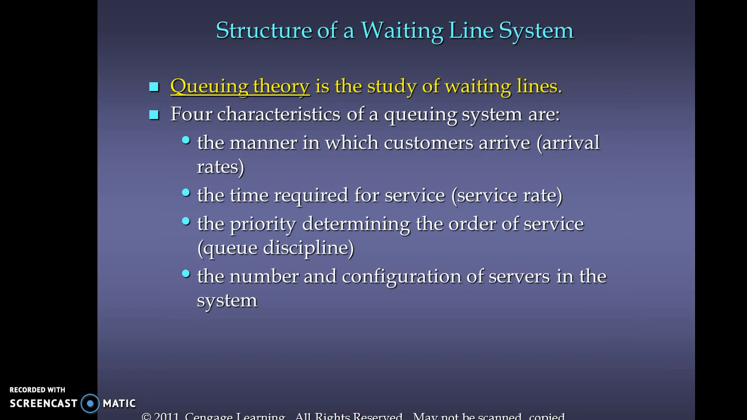Definitionally speaking, we call the study of waiting lines queuing theory. It's a field of study unto itself. It's quite extensive and relatively active in the real world in terms of research. In this case, we're going to be concerned with four principal characteristics of a queuing system. First is the arrival rates, the manner in which they arrive. Second are the service rates, the time required to conduct a service, that is, complete a transaction or whatever is necessary.